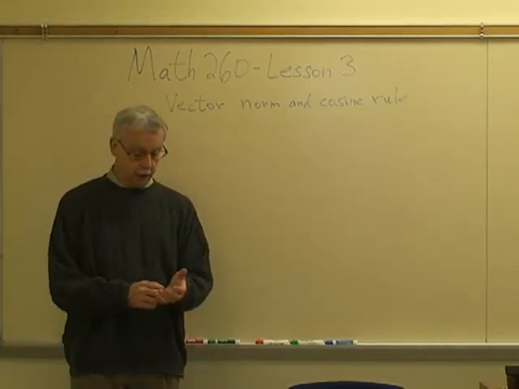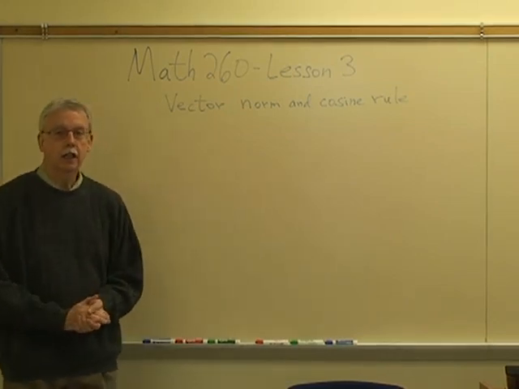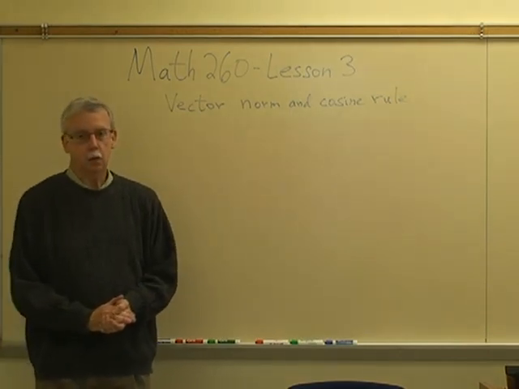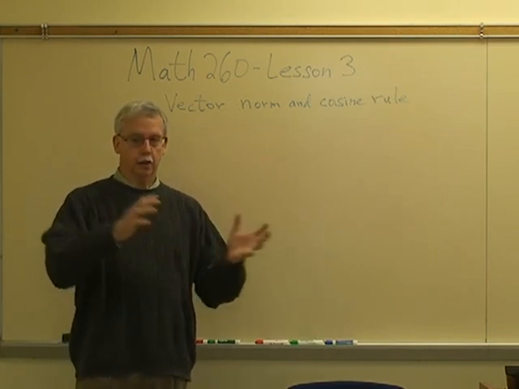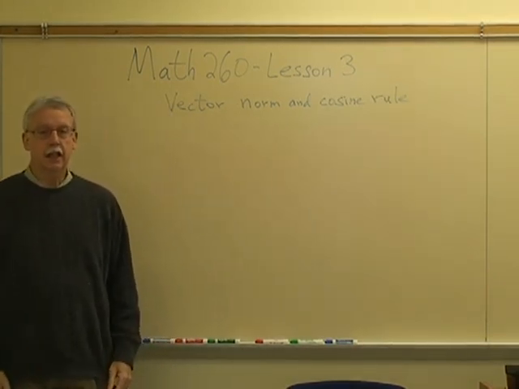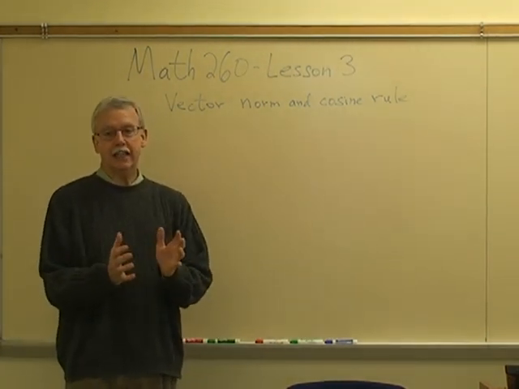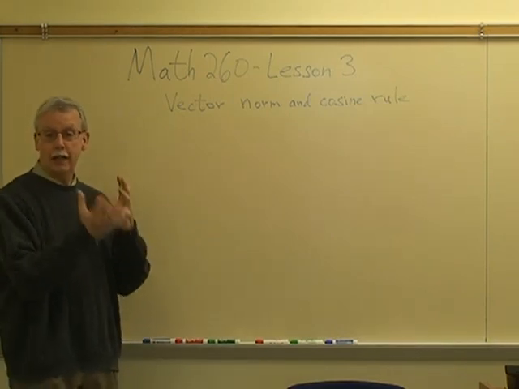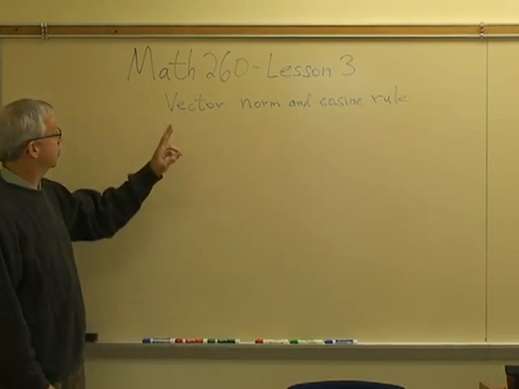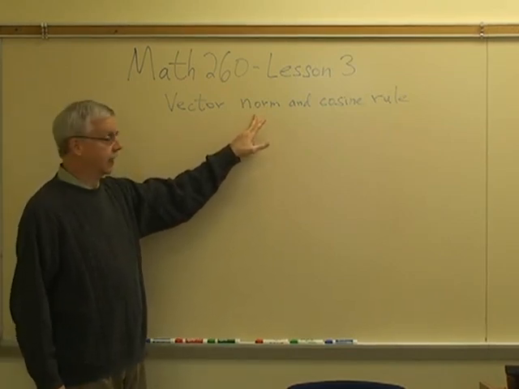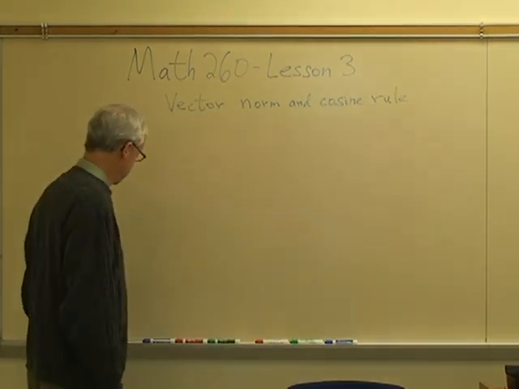In our first two lessons, we learned about the basic idea of vectors as either geometric objects or in terms of coordinates. We learned how to add vectors, how to change their length by scaling, and also how to take the dot product of two vectors, which we said was related at least to their lengths and the angle between them. So we're going to make that very specific today as we look at the vector norm, or length of a vector, and the cosine rule, both of which are closely connected with the dot product.